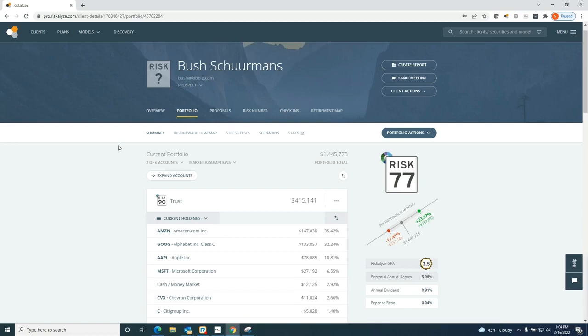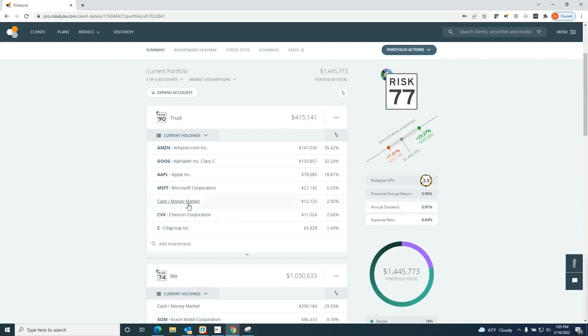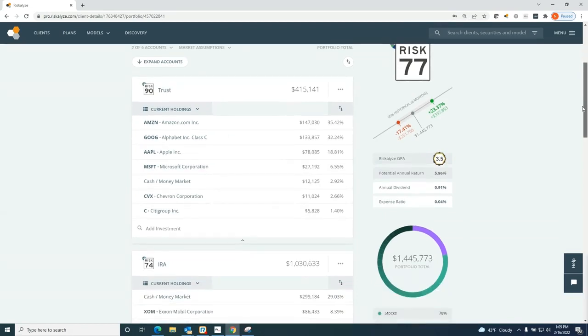So let's get right into it. First, what I like about this portfolio is you can see by scrolling down the holdings here. I can make this a little bigger if you'd like. They're all individual stocks, so there's no mutual funds. Other than this Chevron, which is a small percentage, there's no real dividend payers in this portfolio. Some of these companies pay a modest dividend. That's not a big deal.